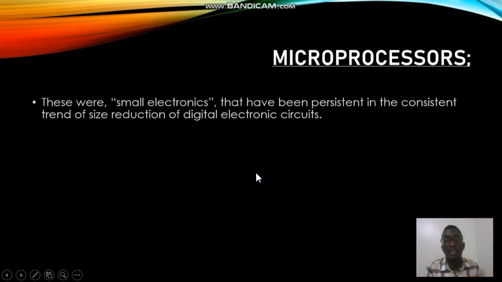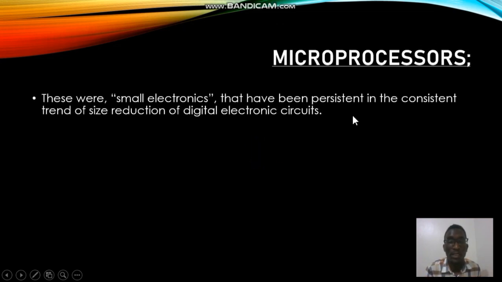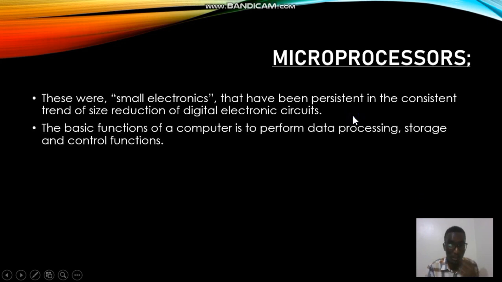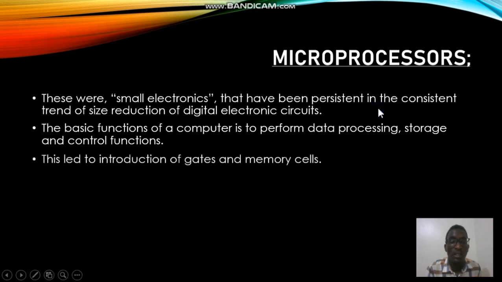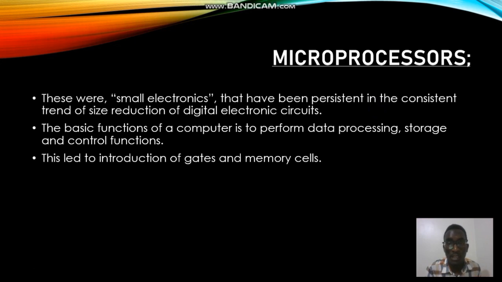So in this generation we saw what we call microprocessors. The microprocessors were small electronics, and they have been used up to this day, and they have been following a trend of reduction in size as time goes on. The basic functions of computers are data processing, storage, and control, with input and output. However, in the third generation, we also saw the introduction of gates and memory cells.